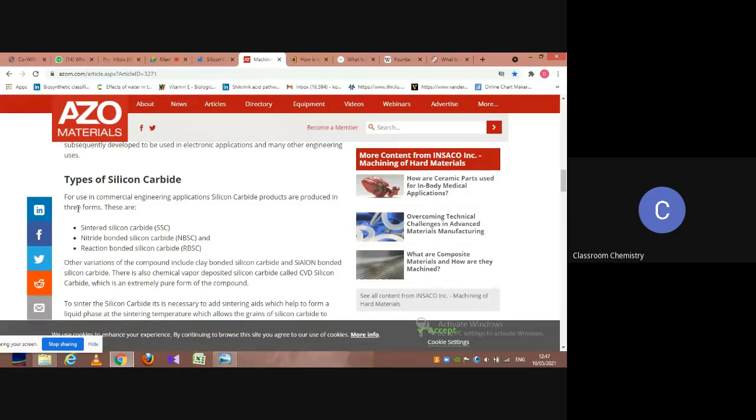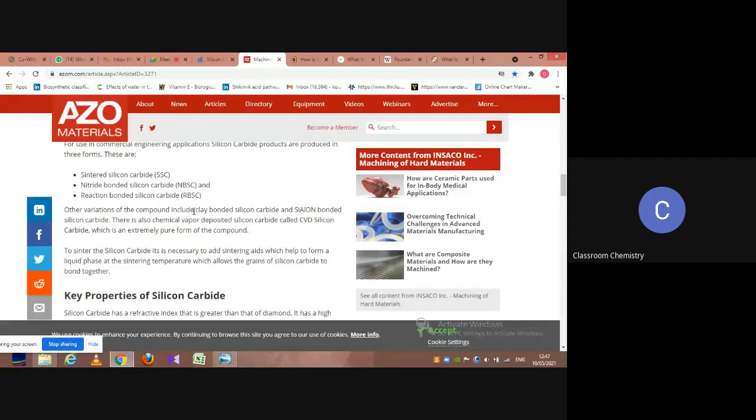Okay, SSC means sintered, NBSC means nitride bonded silicon carbide. So there will be nitride group compounds. Okay, and the last one is the reaction bonded silicon carbide, that is the RBSC. You can also prepare some other types of silicon carbide by adding clay materials. Okay, then it will be called clay bonded silicon carbide. Okay, and SiAlon bonded silicon carbide. Okay, so there is also chemical vapor deposit silicon carbide called the CVD.